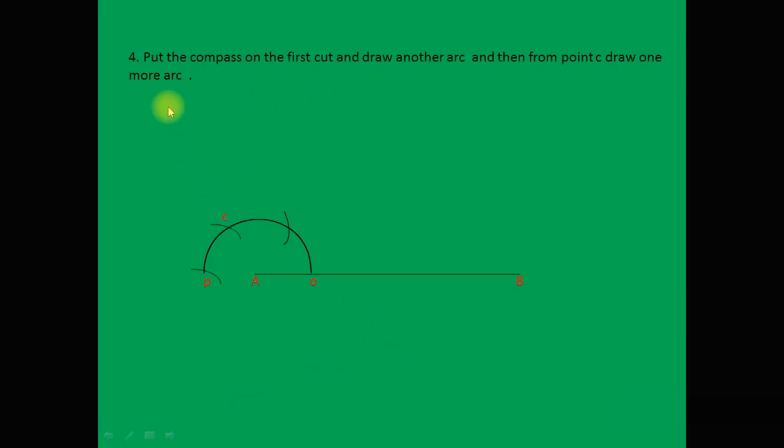Now put the compass on this first arc and draw another arc. This is the other arc, and put the compass at this second arc at this point C and draw a third arc of the same radius. Then join this point Q to A. You will get an angle QAB.